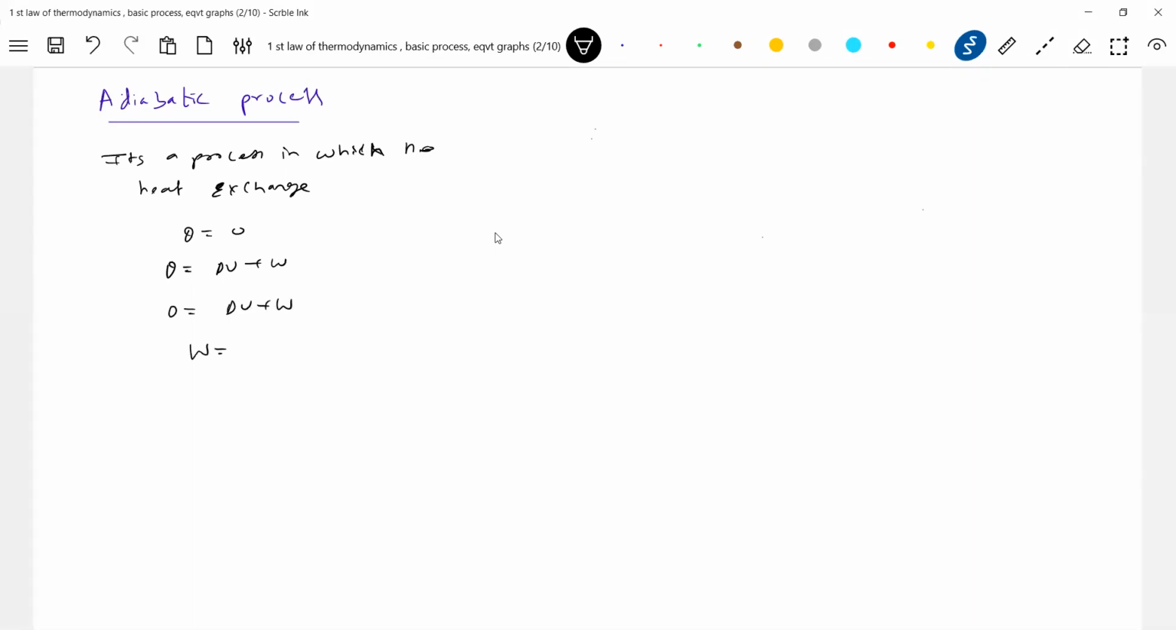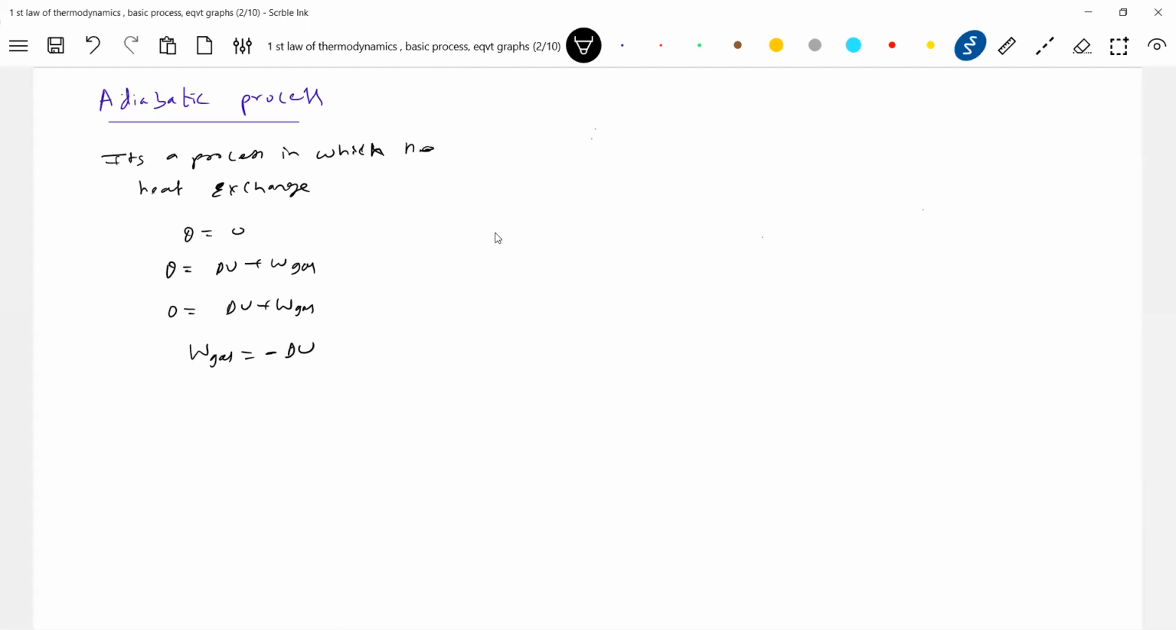Strictly, W is the work done by the gas. So this work done by the gas should be equal to minus of delta U. So there's one basic necessary condition for the adiabatic process here. In adiabatic process, the work done by the gas will be negative.